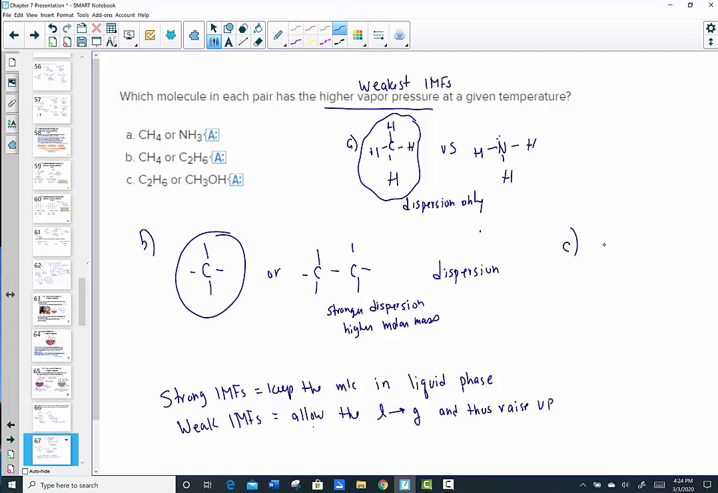And letter C, you have a nonpolar molecule, C2H6, versus a polar molecule that has hydrogen bonding. So this is a very strong intermolecular attraction. It actually has all three, doesn't it? Dispersion, dipole-dipole, and hydrogen bond. So clearly the more boring molecule is the ethane, and it would have the higher vapor pressure.